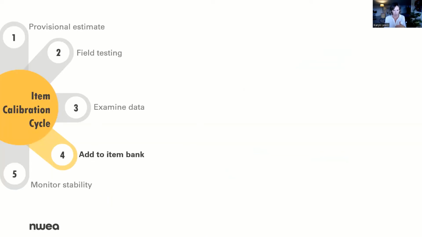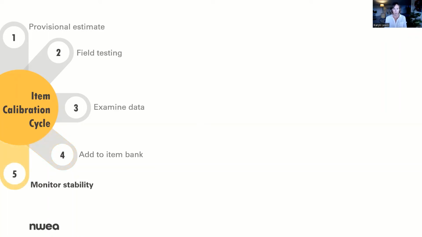So if the item is not successfully calibrated, we're going to turn it back to our content specialist for review and editing, and then re-enter it into the field test process. But if an item is successfully calibrated, then it's added to the item bank. We have a very large item bank of over 40,000 items, and items are continually being added, and items are continually being retired as standards change or removed as they're determined to be problematic.